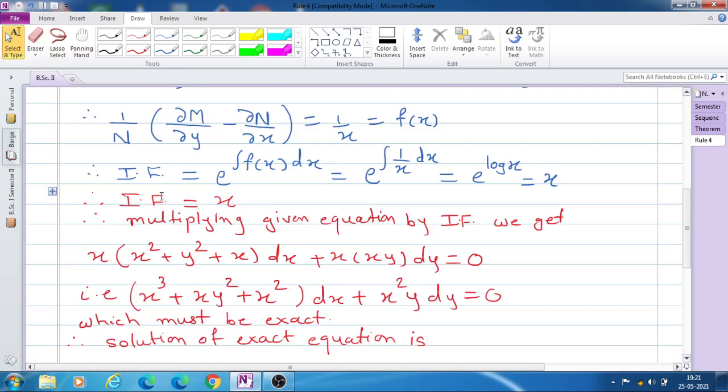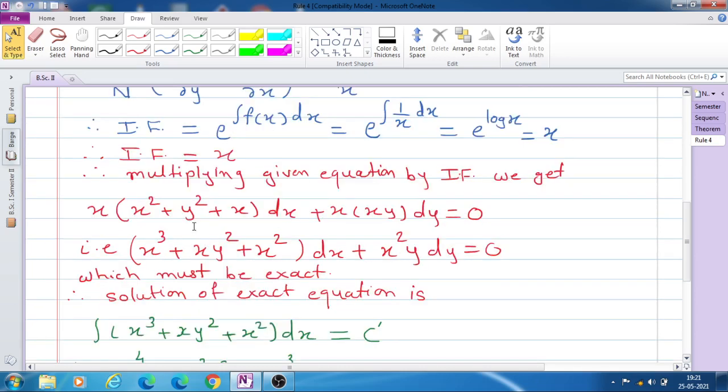Therefore we use the integrating factor formula, that is integrating factor is equal to e raised to integral f(x) dx. This is equal to e raised to integral of 1 upon x dx. The integral of 1 upon x is log x, and therefore e raised to log x is equal to x. Therefore integrating factor is equal to x.